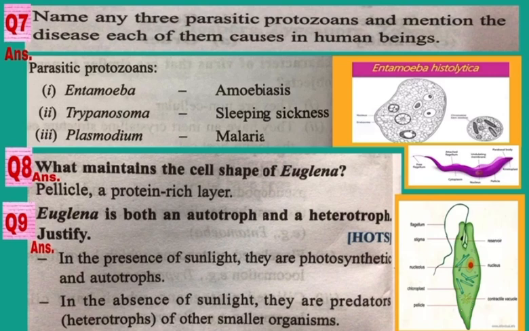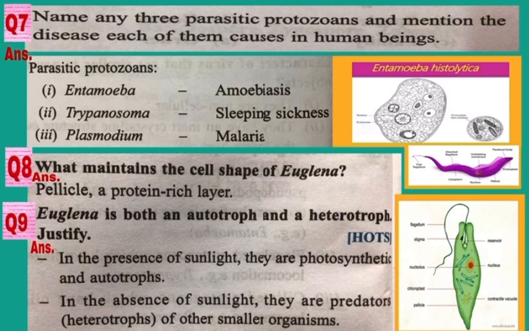Next question is question number 7. Name any 3 parasitic protozoans and mention the disease each of them causes in human beings. 3 parasitic protozoans are number 1, Entamoeba, which causes the disease amoebiasis. They are amoeboid protozoa. Number 2 is Trypanosoma. It causes sleeping sickness and they are flagellated protozoa. And number 3 is Plasmodium. It causes malaria. They are sporozoans having an infected spore-like stage in their life cycle.